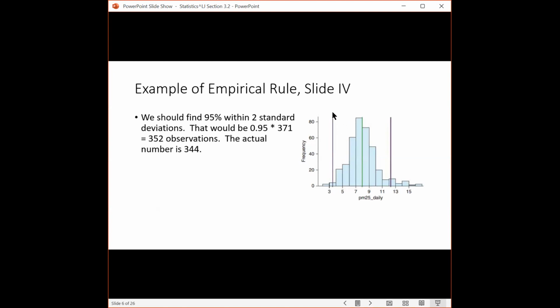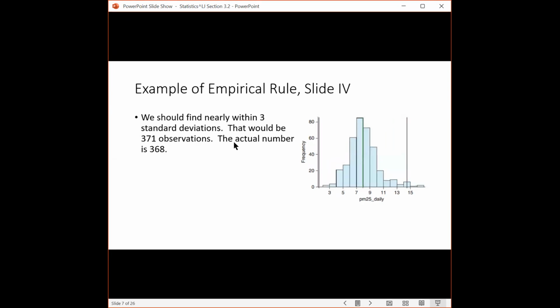How about two standard deviations? We've got two standard deviations marked by the red lines here. The empirical rule says that 95% should be within those two bars. We can figure out how many that is by taking 95% of 371, and that's 352. Then using a list, we could count up how many are between these two values at the two red bars, and the actual number is 344. So there's 344 actual observations between these red lines as compared to an estimate of 352. Those are close. It's hard to tell exactly how close. Again, we will come back to that.